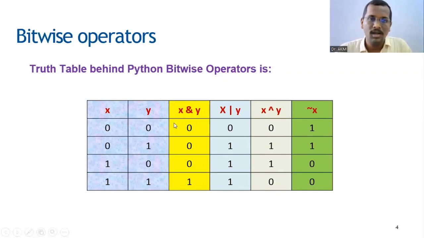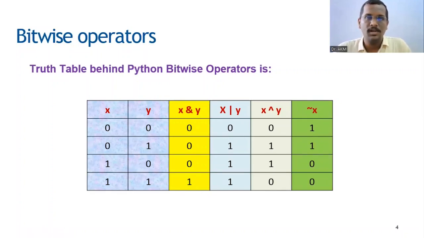So now when you apply the bitwise AND operator, x bitwise AND y, so both are 0, so the answer is 0. 0, 1, so the answer is 0. 1, 0, answer is 0, because if both sides are 1, then only it returns 1. So finally, both sides, the values are 1. So the answer is 1 when you apply bitwise AND operator.